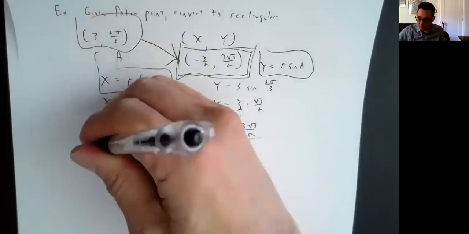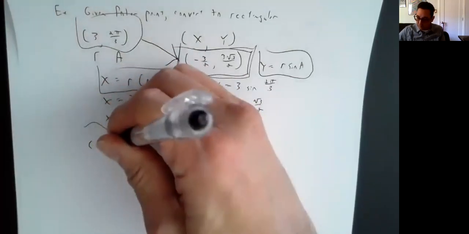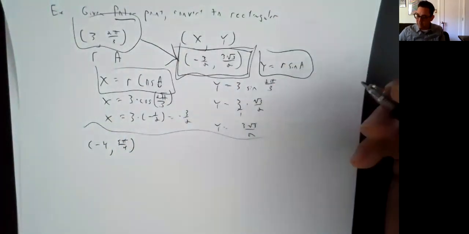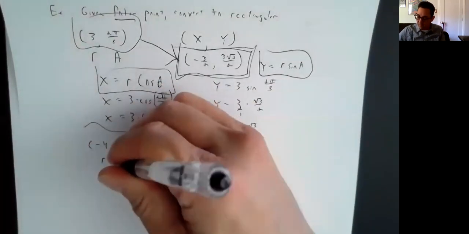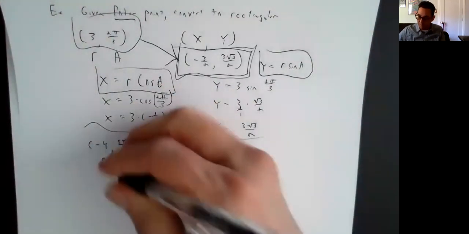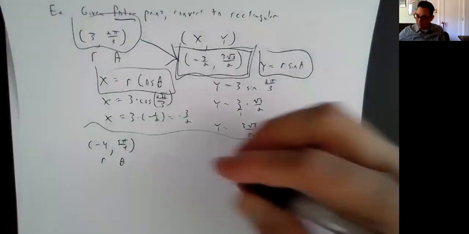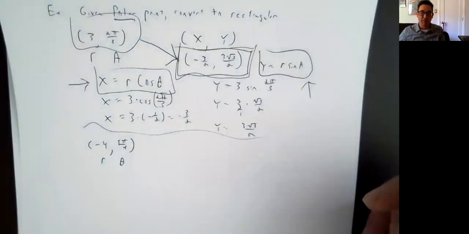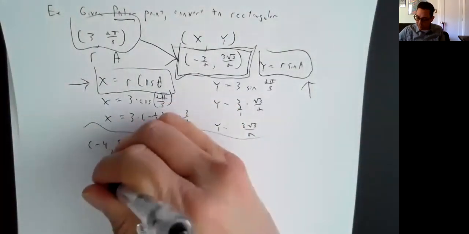Let's say we're given the polar point -4 and 5 pi over 4. That's the polar point. Convert this to rectangular. So this is R, and this is theta. Convert this to its proper X and Y points, and we're going to use these formulas right here. So to find the X value, X equals R.